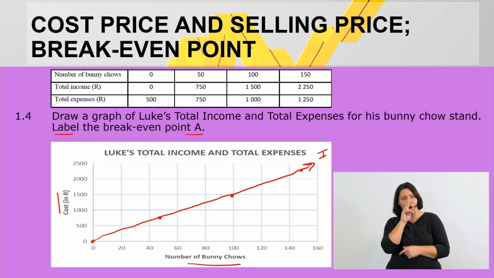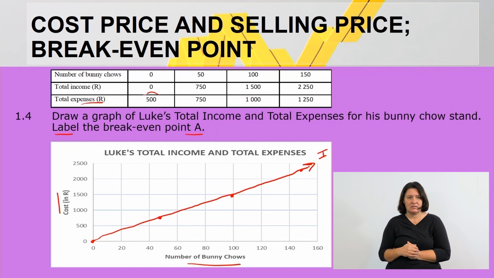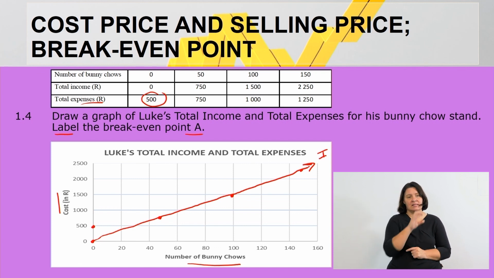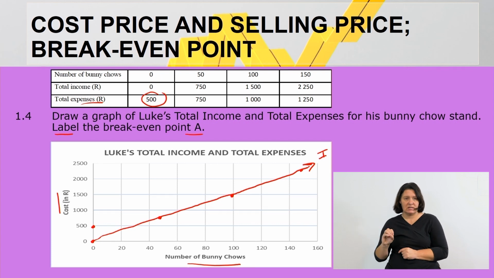Then, now I'll look at the total expenses. Remember we said, even though he won't sell any bunny chows, there's still a cost related, which is his fixed cost. That will be 500 Rand. So I'm looking at this part here now. The starting point for the expenses will be 500 Rand. So I plot that. The ordered number pair is 0 and 500. Then, if Luke sells 50 of these bunny chows, his expected expenses will be 750 Rand.